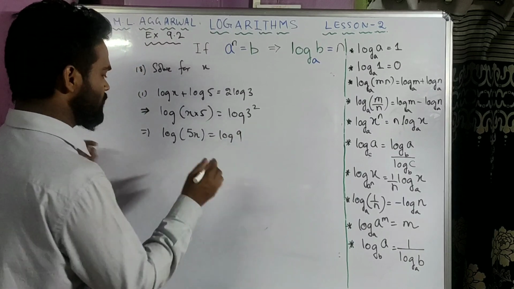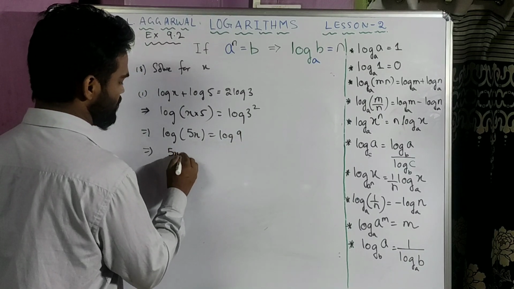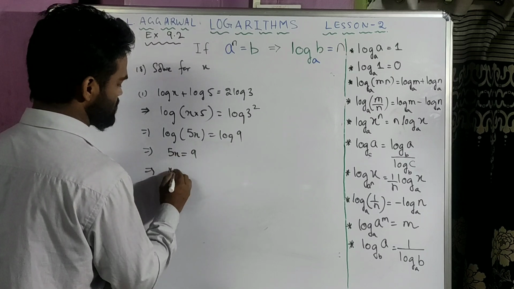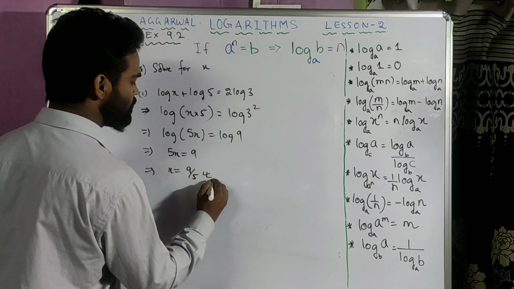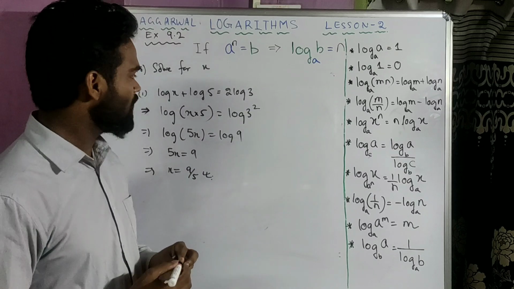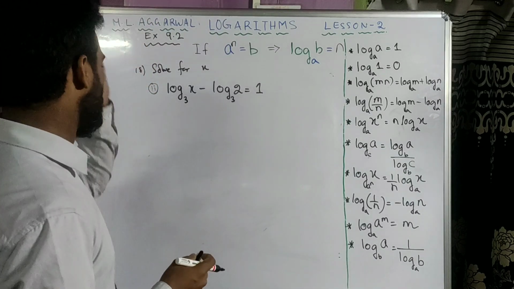Now log a equals log b, which means a equals b, so I can write 5x equals 9, which implies x equals 9 by 5, and that's my answer. Now look at 18 part 2.